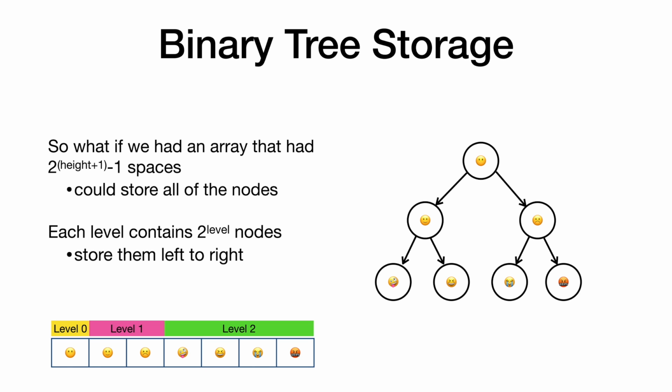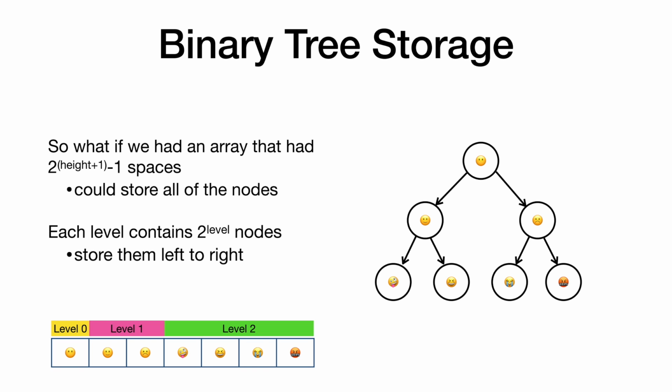So what if we did that? What if we had an array that had that many spaces in it? That means we could store all of the nodes. And if we store them in, remember, breadth first order, right? So the root, and then the first level, then the second level, assuming it's full, then we know that the root has to be at element 0. Level 1 has to be at elements 1 and 2. Level 2 has to be at elements 3, 4, 5, and 6. If we had a level 3, it would be at 7, 8, 9, 10, 11, 12, 13, 14, and 15.